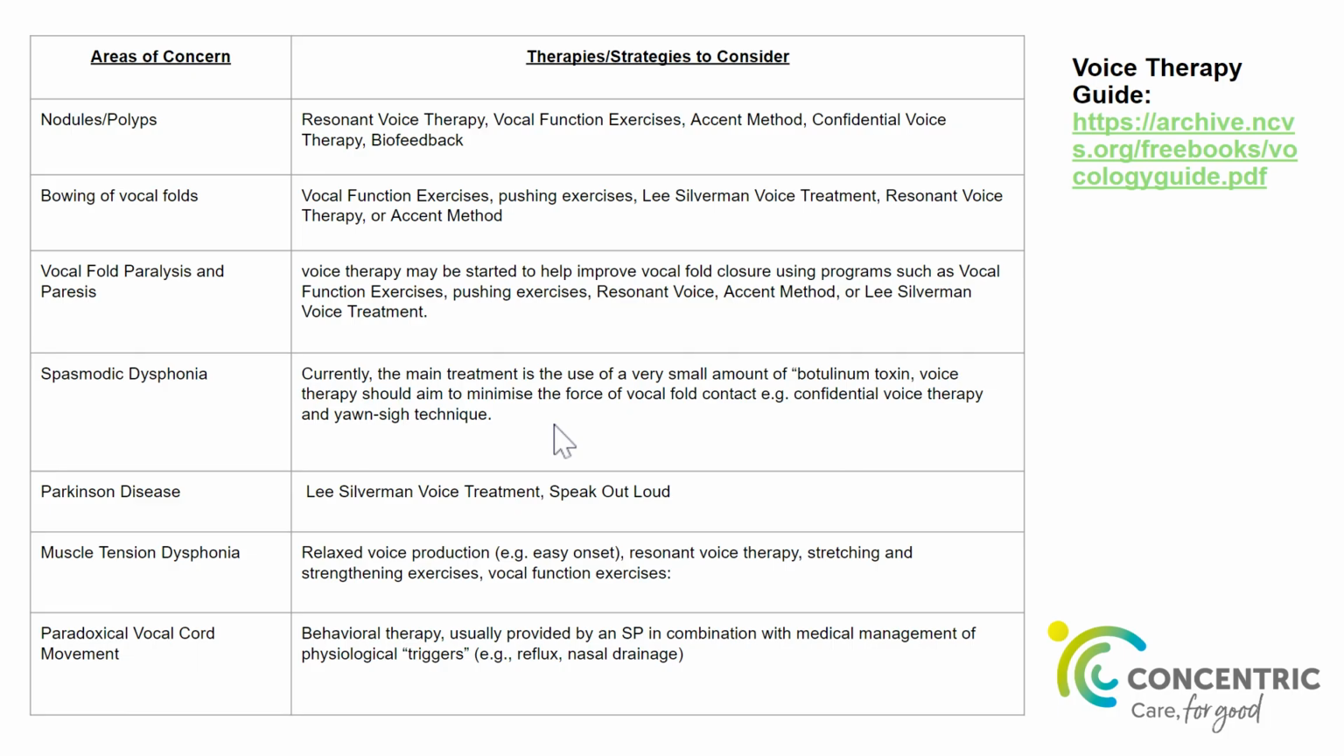We also can look at spasmodic dysphonia. So this is one of our voice disorders where we will work closely with the ENT or the specialist involved in their care, as they may require Botox to support vocal fold adduction and abduction, as well as the implementation of therapy exercises such as the yawn-sigh technique. For clients with nodules or polyps, you may want to consider resonant voice therapy, vocal function exercises, things such as accent method or even biofeedback. And again, this will range client to client.